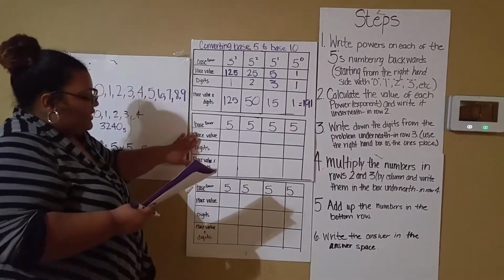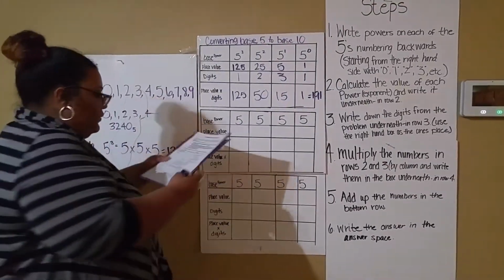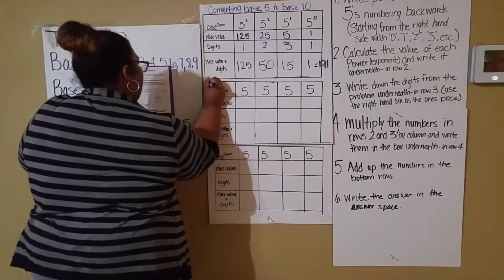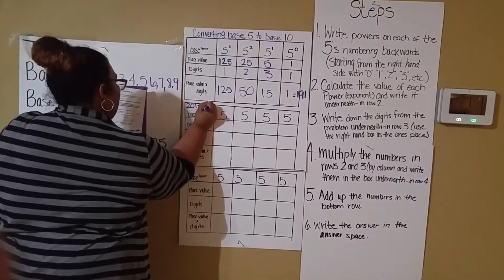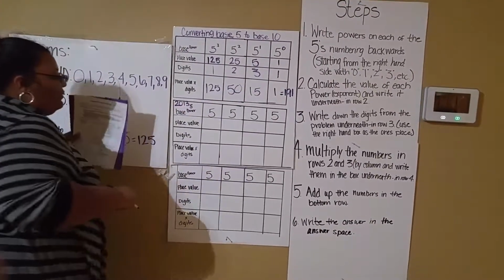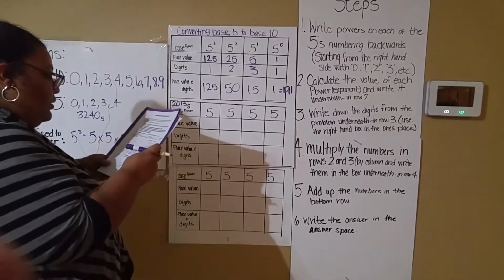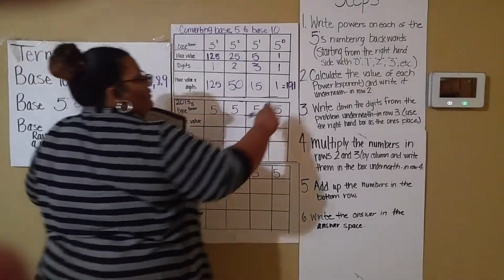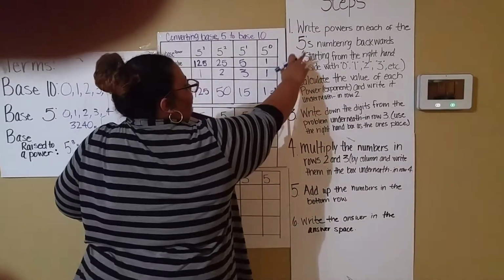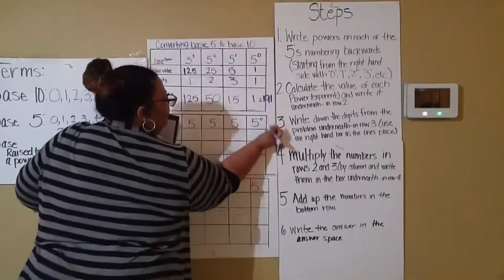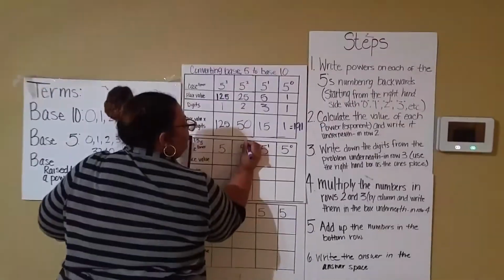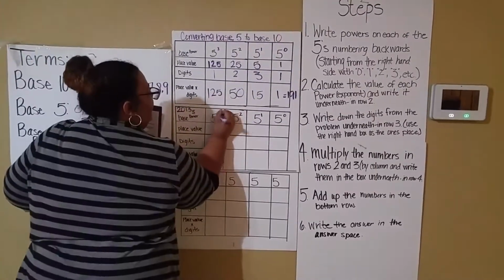Our next example is 2013 with the subscript 5. Again, following step 1, we write the powers on each of the 5s numbering backwards. 0, 1, 2, 3.